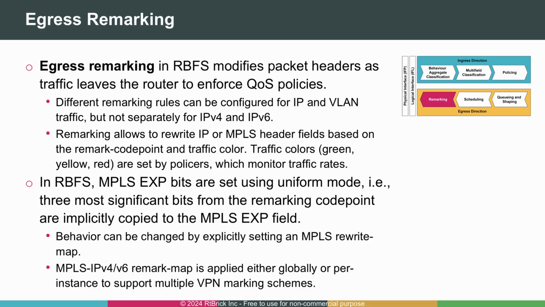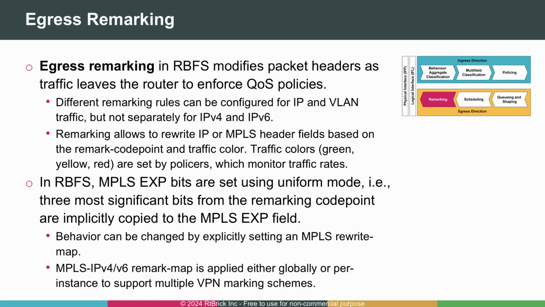RBFS supports remarking for Ethernet frames, MPLS frames, and IP packets. However, IPv4 and IPv6 remarking cannot be configured separately. In practice, remarking changes one code point value to another. It can also consider traffic color, set by an ingress policer, to assign different code points for out-of-contract traffic.